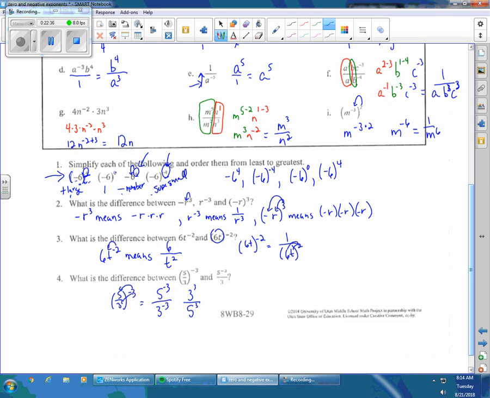This next one, 5 to the negative third over 3. The only thing that has a negative exponent is the numerator, so that one's going to go down. So it's going to be 1 over 5 to the third times 3. Now we can't multiply these guys together to simplify anymore because they don't have the same exponent, so they're not like terms.